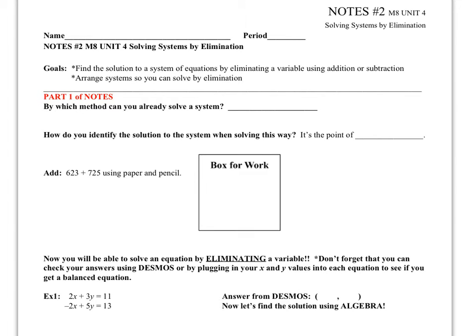In this set of notes, we're going to learn how to solve a system of equations using a more algebraic method called elimination. In order to do this, we're going to find the solution by eliminating a variable using mostly addition, maybe sometimes subtraction. So, what's the method by which we can already solve a system? Well, we've been seeing how to solve a system using the graphing method, where we've been graphing the equations on Desmos and then looking for the point of intersection, as this is the point that lies on both lines and would make both equations true if using algebra.